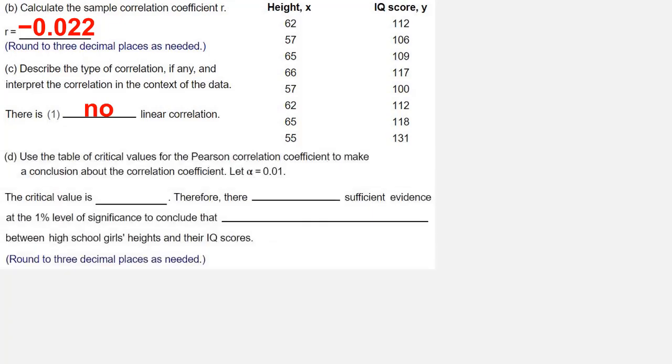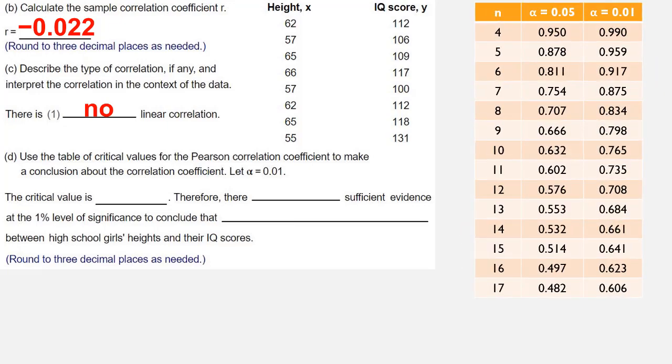Lastly, use the table of critical values for the Pearson correlation coefficient to make a conclusion about the correlation coefficient. Let alpha equals 0.01. So let's bring in that Pearson correlation coefficient table. And we're supposed to find the critical value. Now that's dependent on our level of alpha as well as the size of our sample. There were 8 data values in our sample, so we're looking for n equals 8 and alpha equals 0.01, which gives us a correlation coefficient of 0.834 off the table.